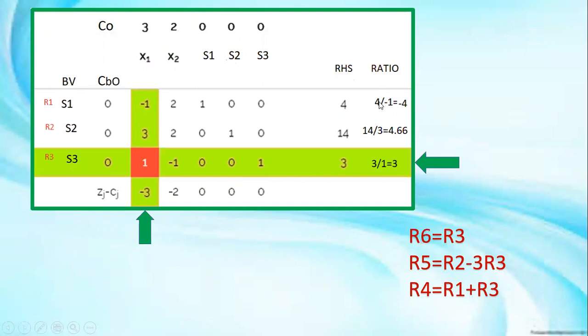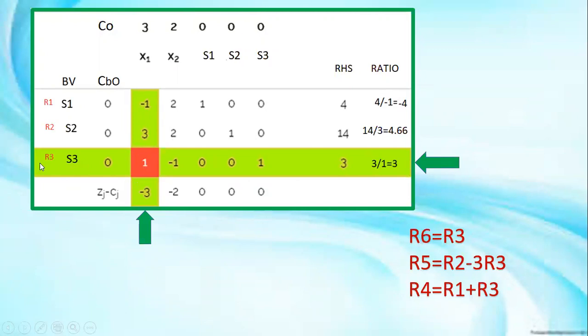Now get the ratio. 4, that is the RHS, divided by the column value -1 is -4. 14 divided by 3 is 4.66. 3 divided by 1 is 3. In this ratio, get the least positive value. You should not consider the negative value. You should consider the least positive value, that is 3. So lock this row. This is the key column and this is the key row. The intersection of the key row and key column is the key element.